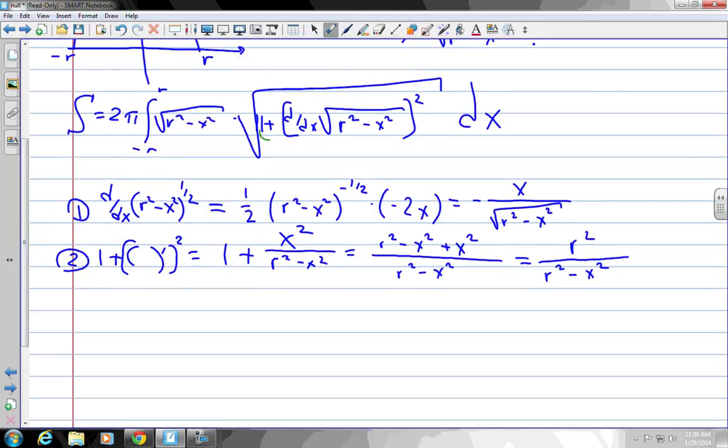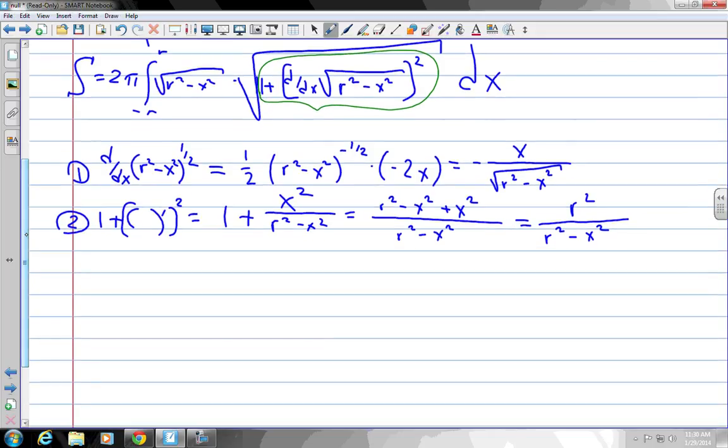It's just this part right here. That's what we got so far. I can actually go ahead and start putting it all into one integral. The rest is not that bad, actually. It's not that complex. So let's put it all together.